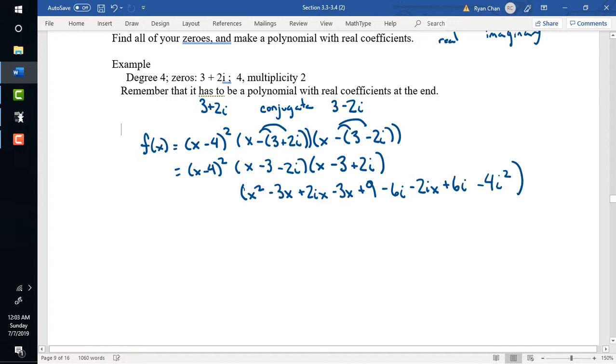Okay? Now, what should happen, as long as you distribute things correctly, is that your i's should cancel out. So notice the following that we have right here. I notice I have my 2ix canceled out with my negative 2ix, and my 6i and negative 6i cancel out. So I'll just simplify this out.